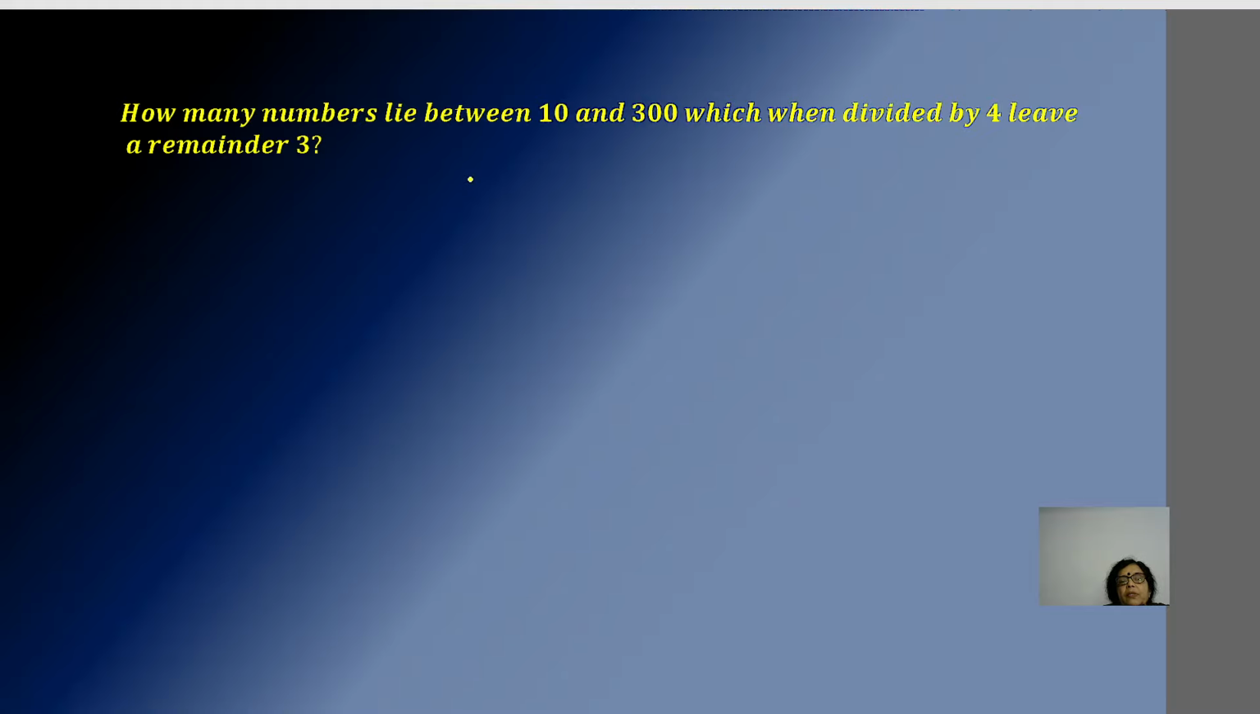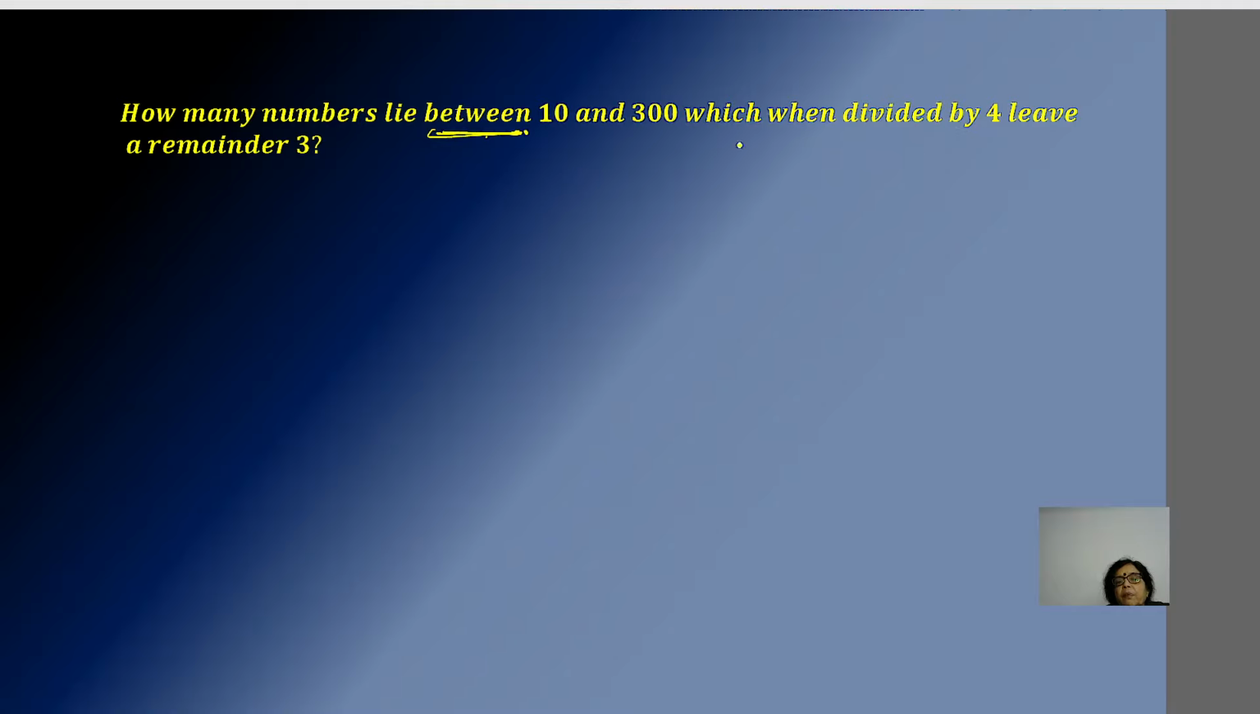How many numbers lie between 10 and 300 which when divided by 4 leave a remainder 3? So we have here how many numbers lie between. Here we have to take notice of this word between 10 and 300. So even if we have numbers divisible by 4, we are not going to include them, because the question says between, and when divided by 4 they must leave a remainder 3.